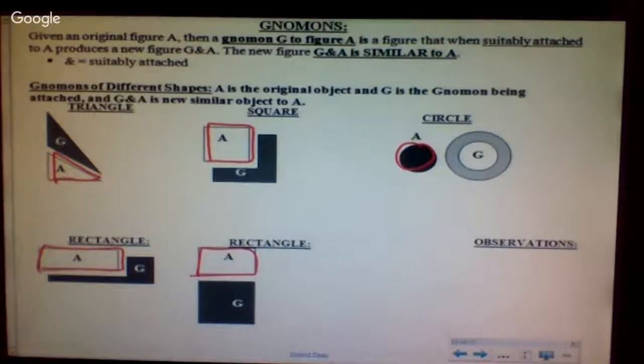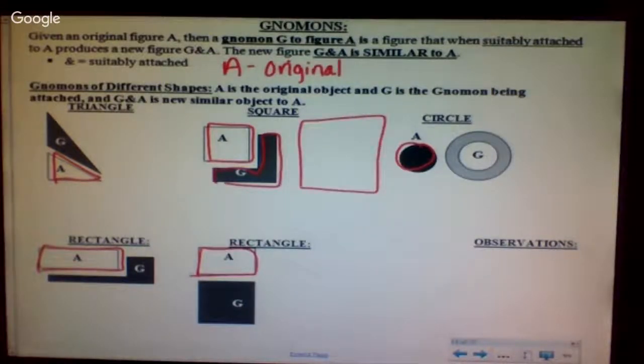So A is the original, if you need to write that. Is it always going to be like this? Yes. Okay, so A is some figure. A gnomon is something that we cut and attach to that figure to make a similar figure. So when I cut this little backwards L shape out here and attach it to this, it makes a bigger square that is similar to the original. I can add a little square here and it makes a rectangle that is similar to the original figure.